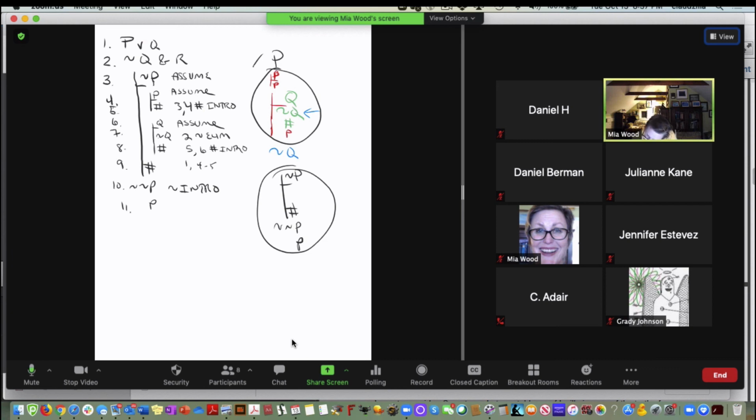Thank you, Cameron. So 1, 4 to 5. 6, 2, 8. And then negation intro is always a single subproof. So that's 3 to 9. And then we eliminate the negation at 10. That's a little cutie, right?